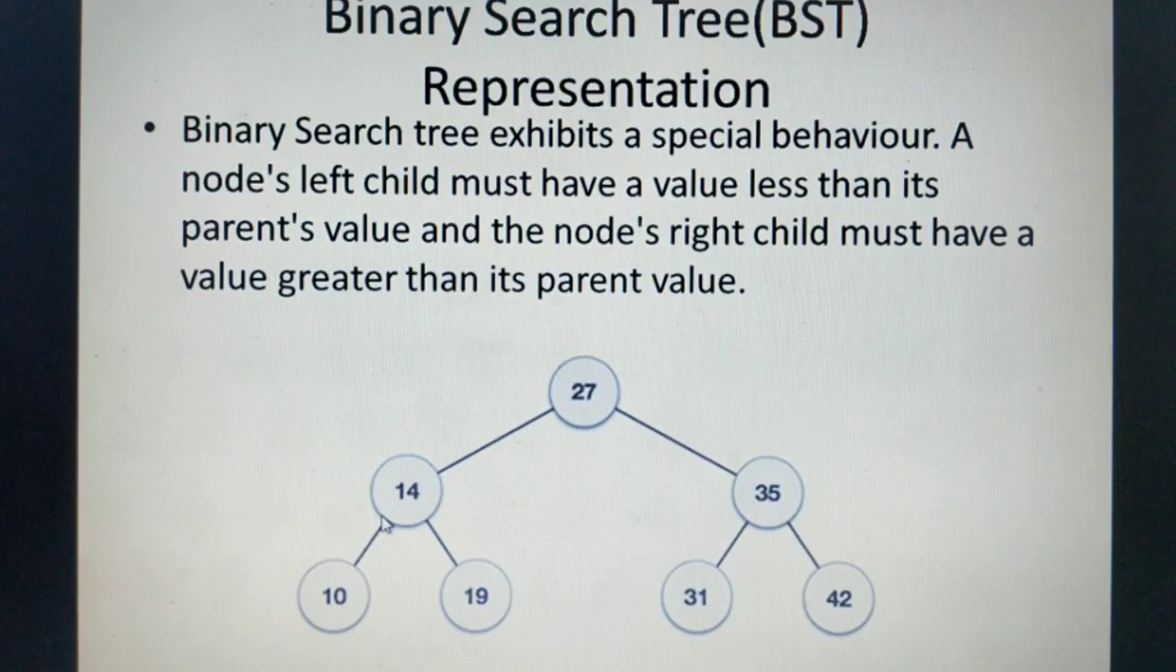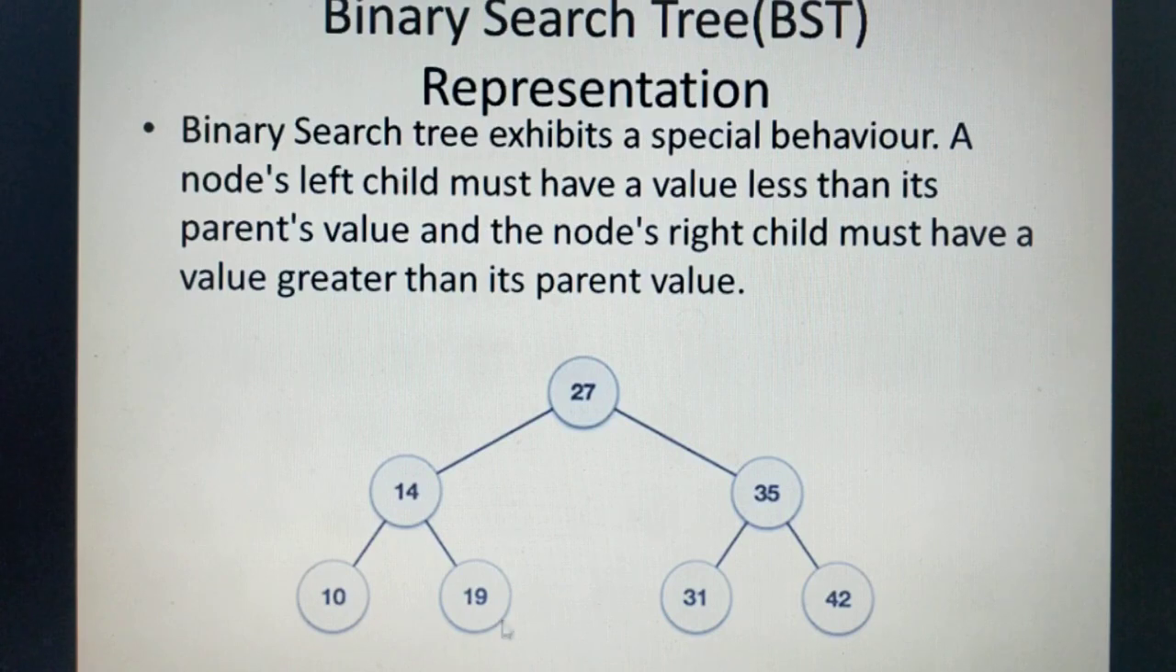Let us see further. This is one subtree, right? 14, 10, 19 form a subtree. Here 14 is the node. There will be only one root node, so 27 is the root node. This further will be the parent node, and this will be the child node.